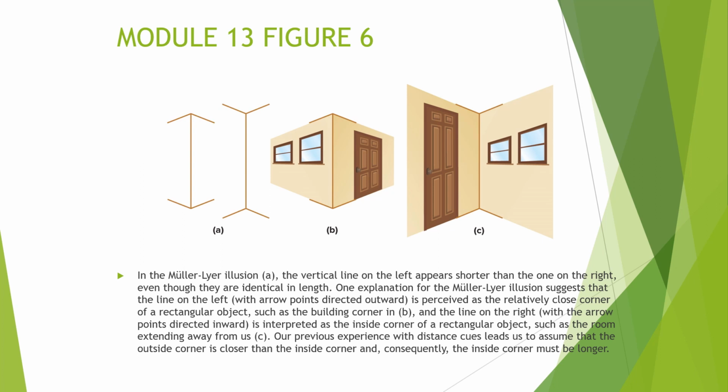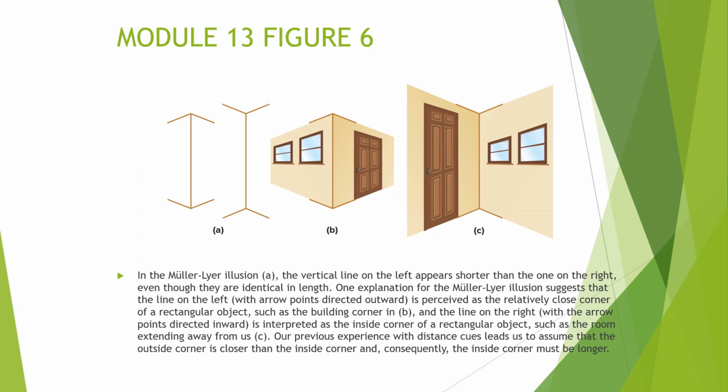We also see this, right? In letter B, the line on the left is perceived to be going outward because of how those lines on the top and the bottom are. In letter C, because the lines on the top and the bottom are different, we now perceive that line as going inward.